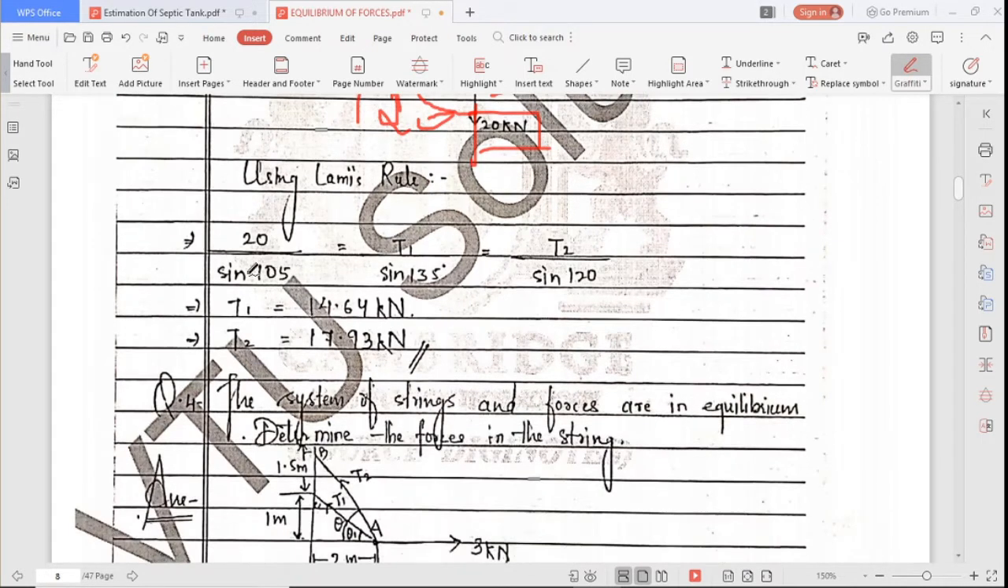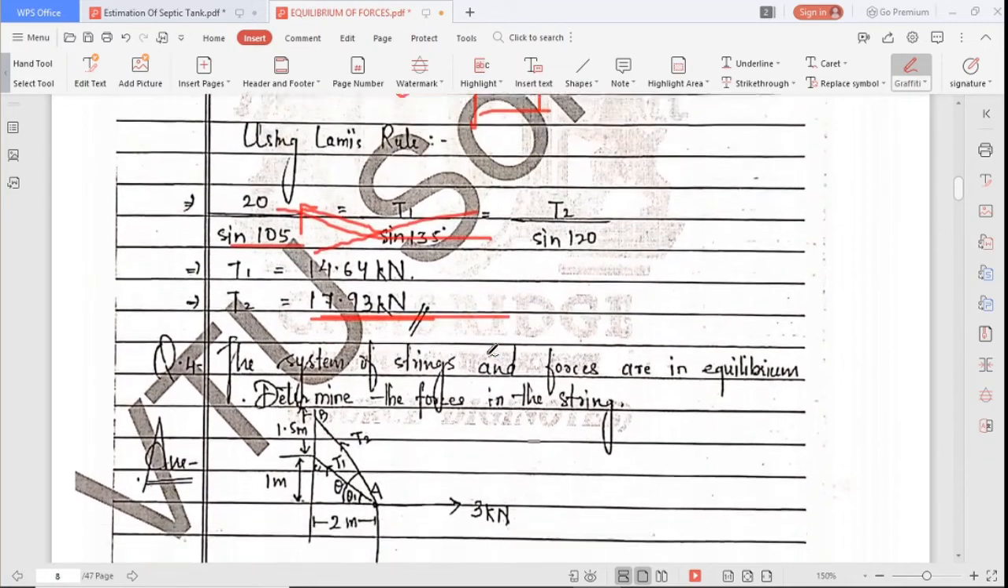So using Lami's theorem, 20 by sine 105, T1 by sine 135, T2 by sine 120. So T1 is equal to sine 135 into 20 divided by sine 105. You will get 14.64 kilonewton. Similarly T2, so T2 is equal to sine 120 into 20, just cross multiply, divided by sine 105. You will get T2 as 17.93 kilonewton.